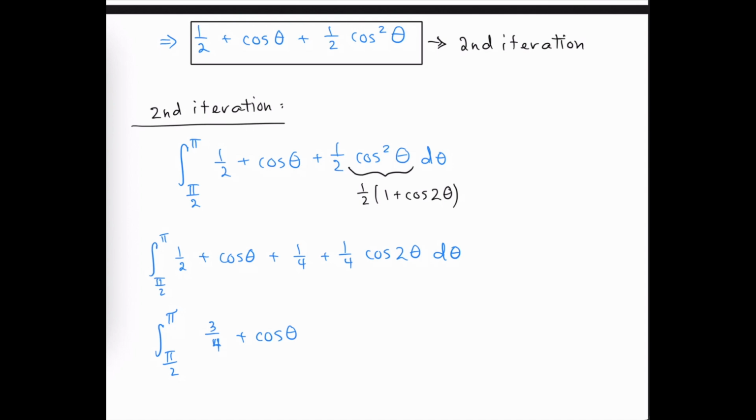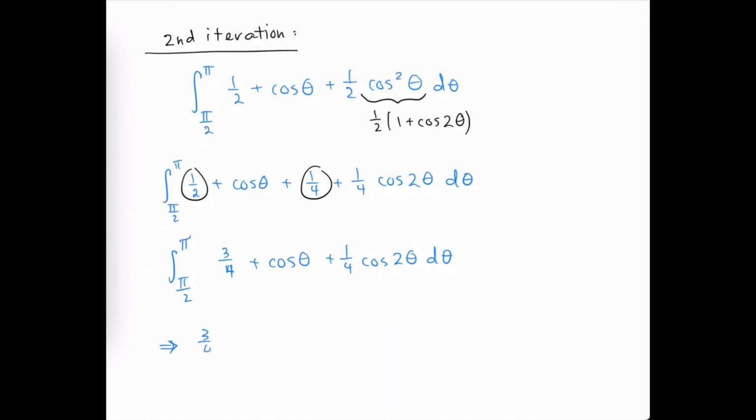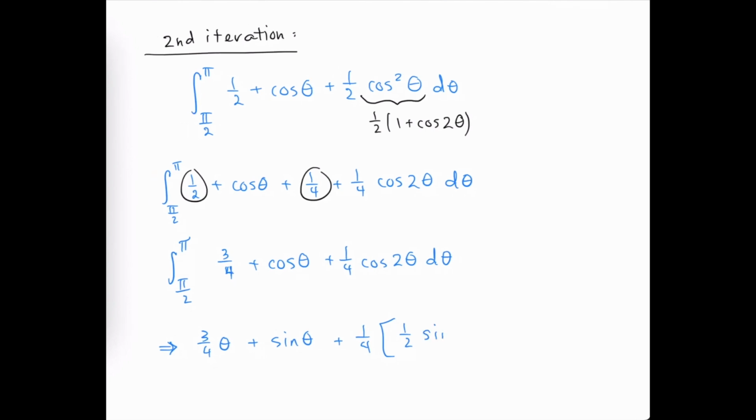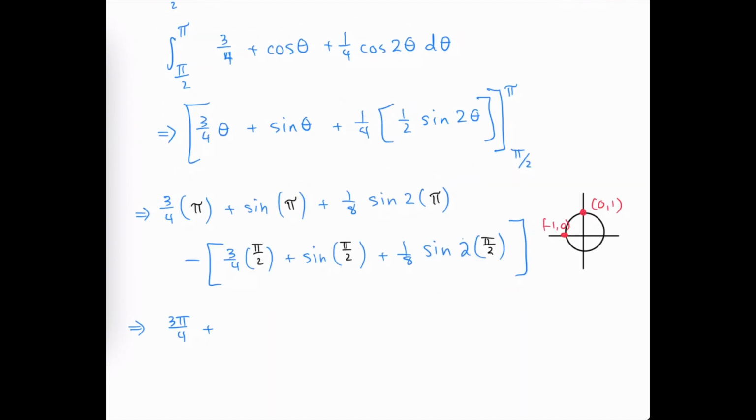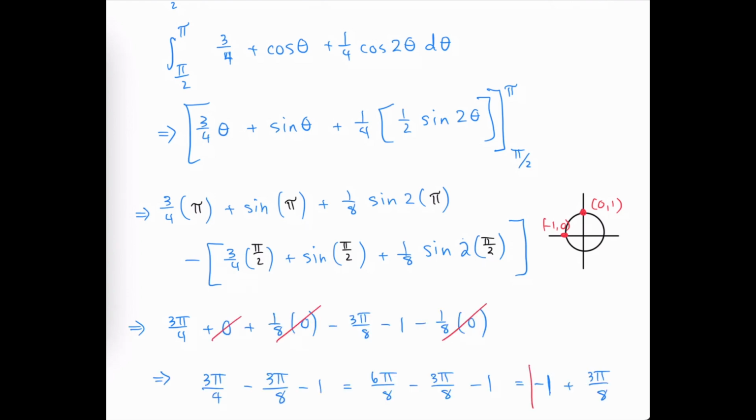Let's combine like terms one more time before we integrate. Now let's integrate to get 3/4 theta plus sine theta. Pulling out the constant multiple and integrating cos 2 theta, we get 1/8 sine 2 theta. Then we apply the limits of integration: we plug the upper limit of pi in for theta, and from that we subtract the antiderivative with pi over 2 plugged in. Now we evaluate and simplify, and this is the area of that first domain region.